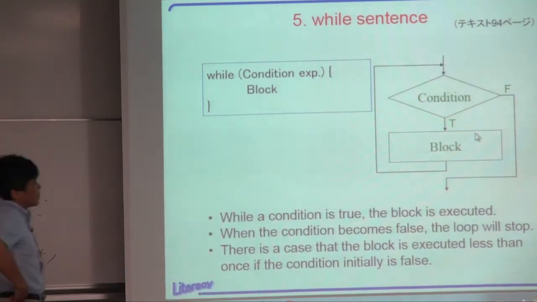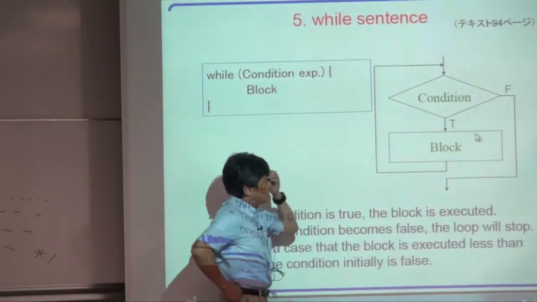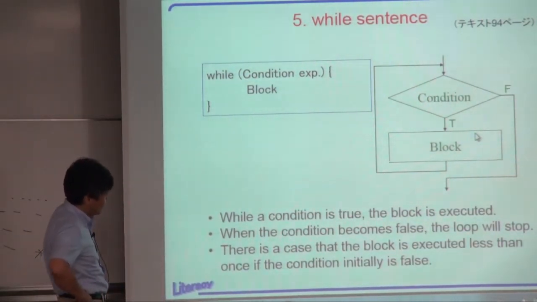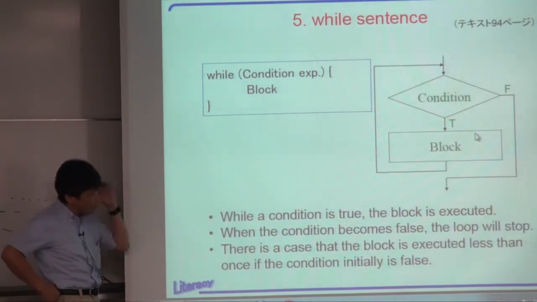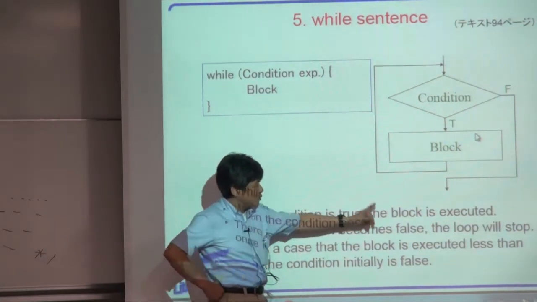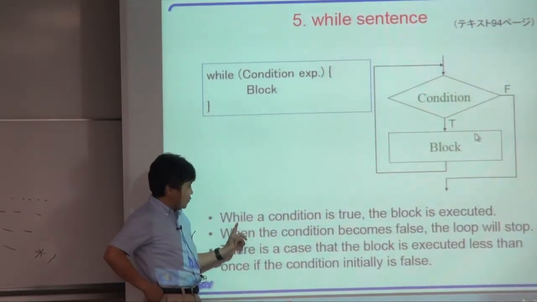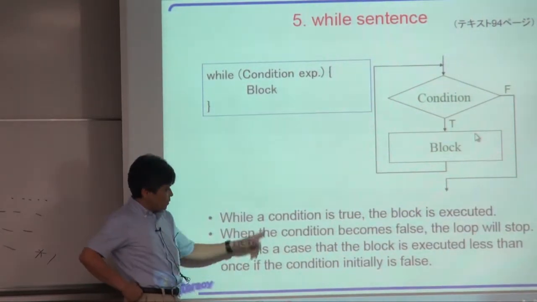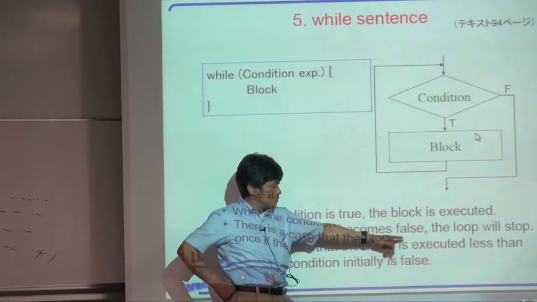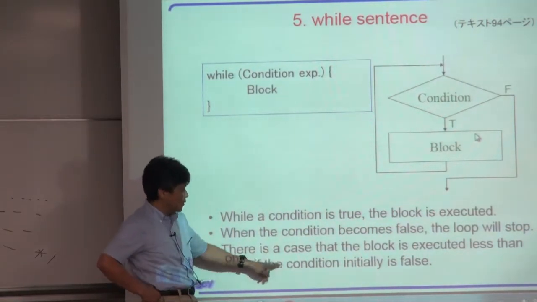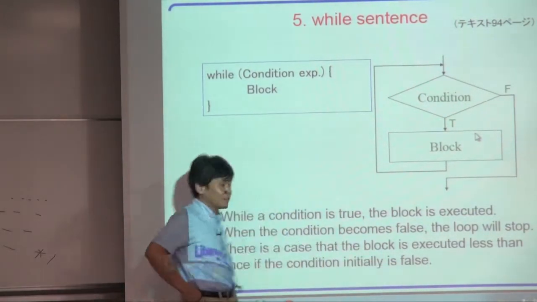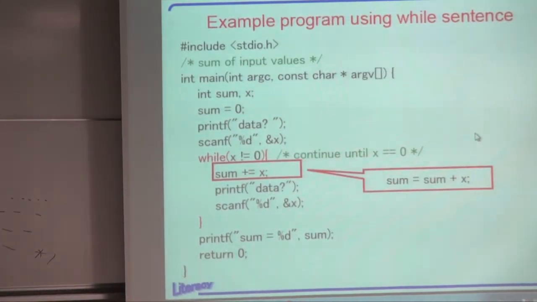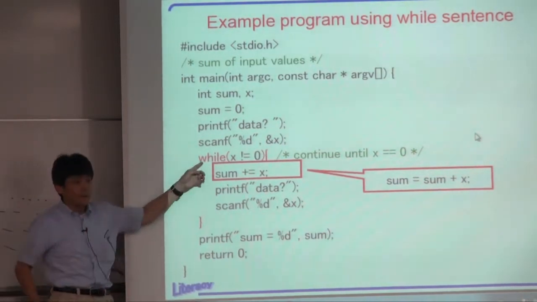So this is the actual execution flow as shown here, as I explained. While the condition is true, the block will be executed, and when the condition becomes false, the loop will stop. So there are cases where the block is executed less than once, if the condition is initially false. Okay.